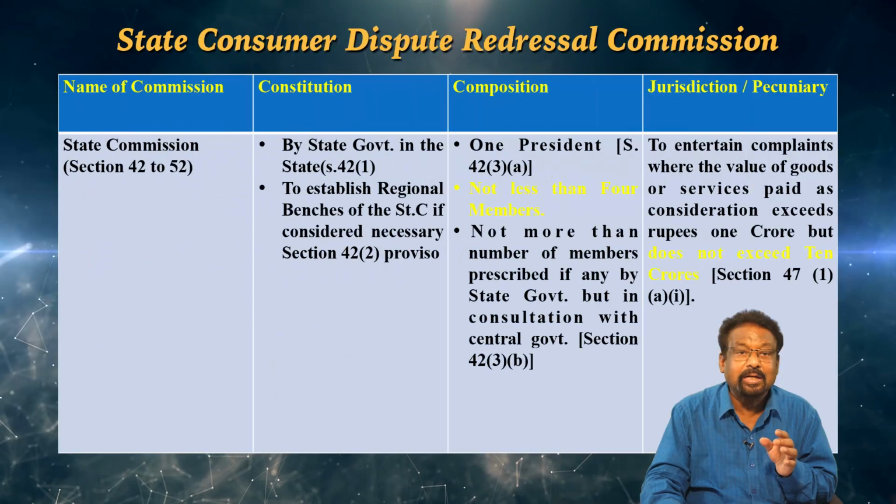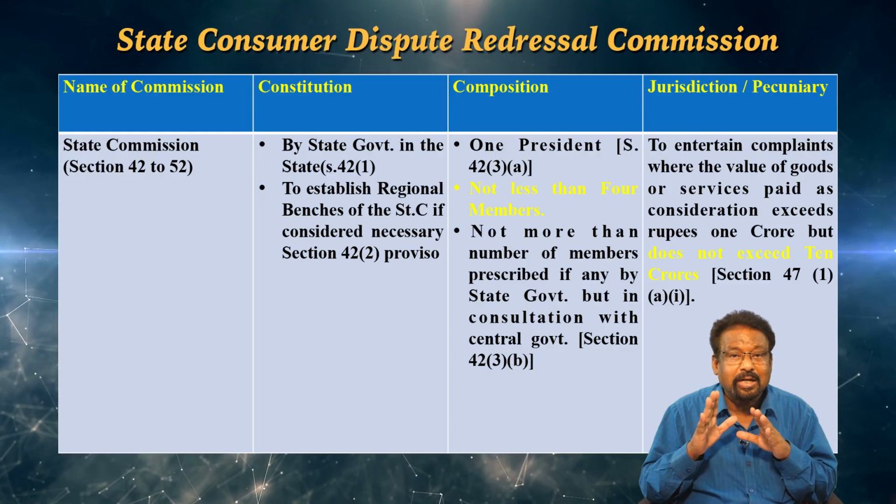So with regard to deciding the financial jurisdiction of the district forum, the value of the goods purchased or the service provided, the charge levied, along with the quantum of compensation claimed, put together should not exceed 1 crore. That is the pecuniary jurisdiction of the district forum. Now, I will not waste much of the time. The same is the pattern with regard to the state commission also.